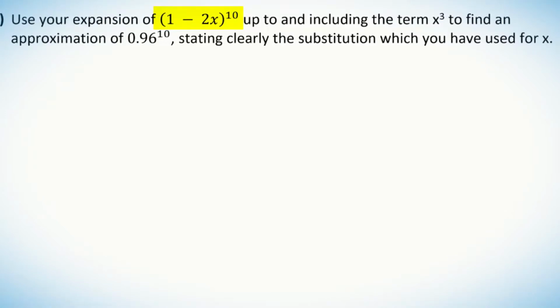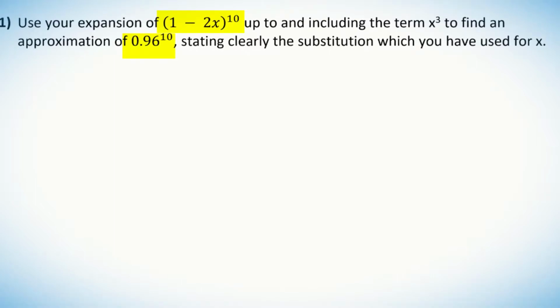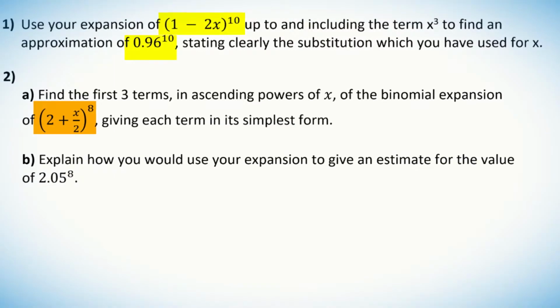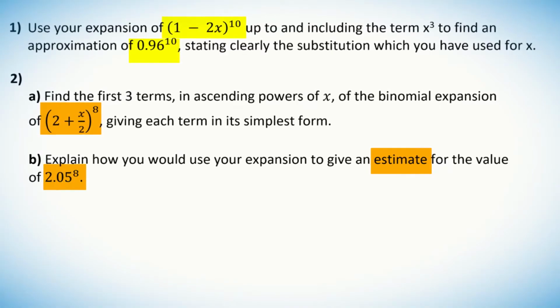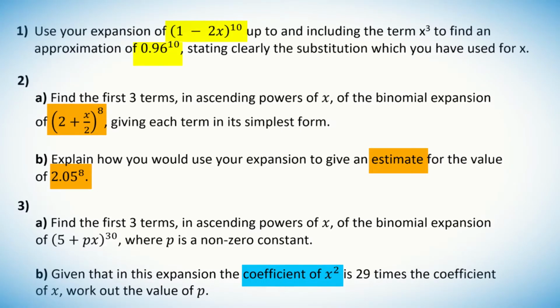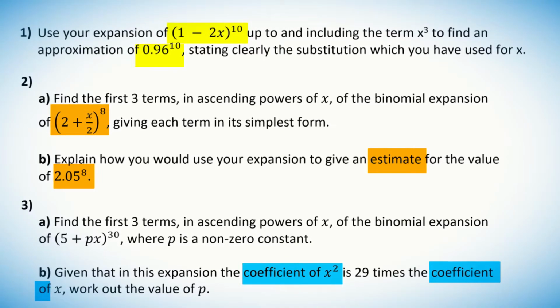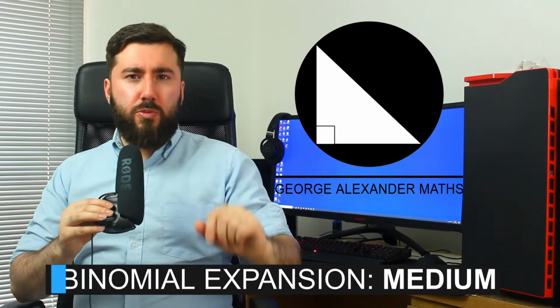Use 1 minus 2x to the power of 10 to find an approximation of 0.96 to the power of 10. Use 2 plus x over 2 to the power of 8 to estimate for the value of 2.05 to the power of 8. Given that the coefficient of x squared is 29 times the coefficient of x, work out the value of p.